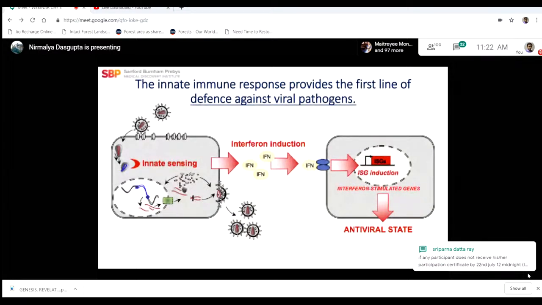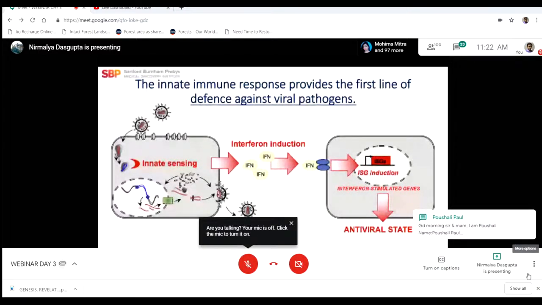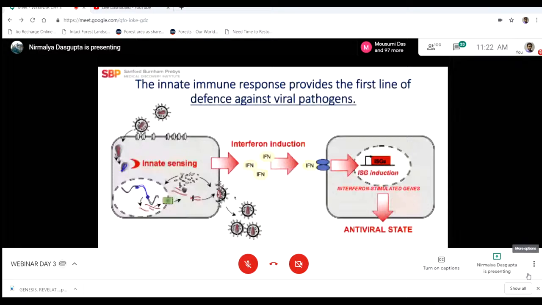Before discussing the bat immune system, we should discuss the immune system of other mammals. I am explaining this very grossly, not with the technical nitty-gritty of the signaling. When a DNA or RNA virus invades our cell, our cell can recognize it mainly by its genomic material like RNA or DNA, and then it produces interferon. These interferons stop the replication in that infected cell, kill the viruses, and also induce interferon-stimulated genes, called ISGs, which also inhibit virus replication and maintain an antiviral state in our body.